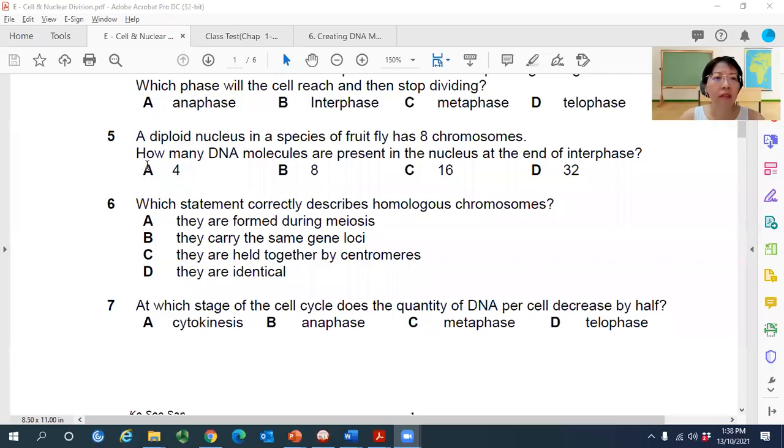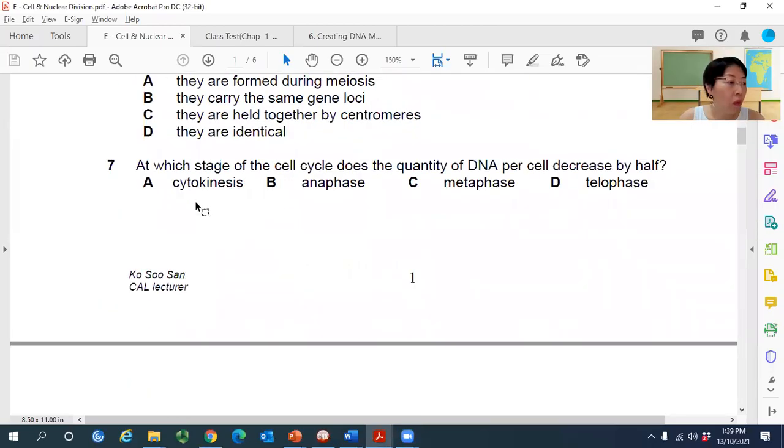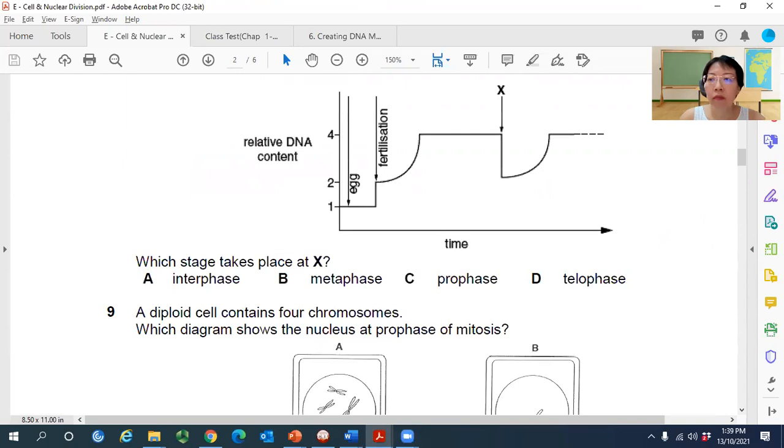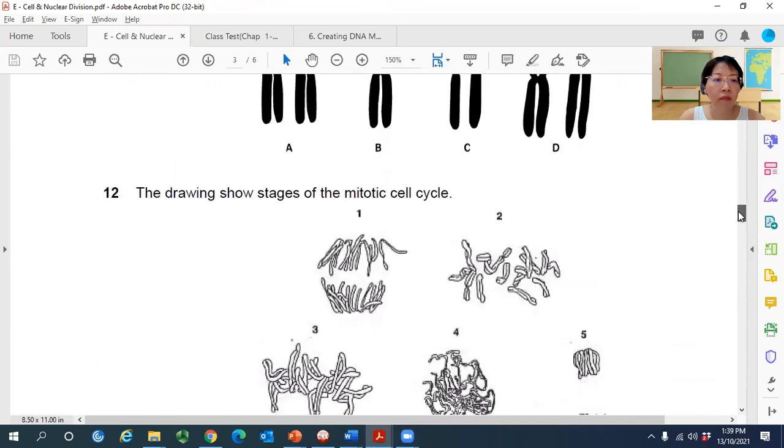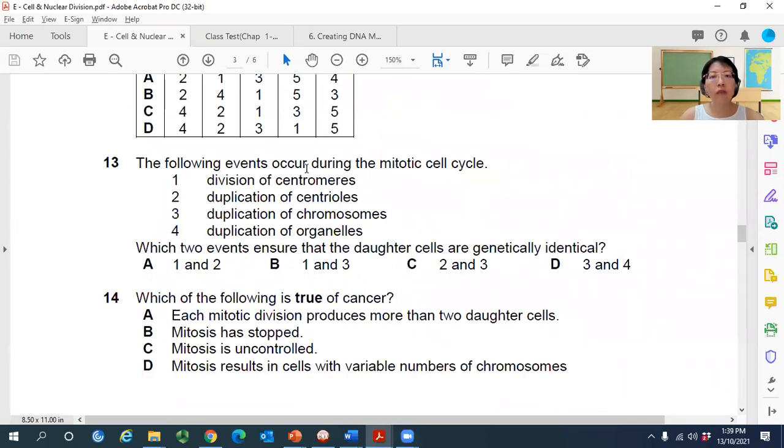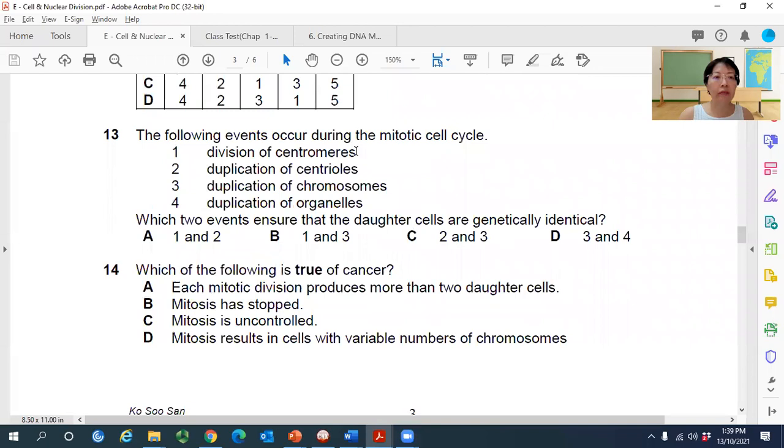Next, Question 13. The following events occur during the mitotic cell cycle. Which two events ensure that the daughter cells are genetically identical?